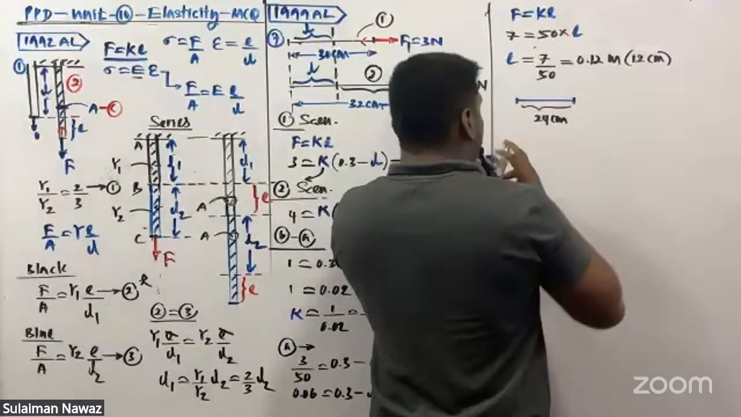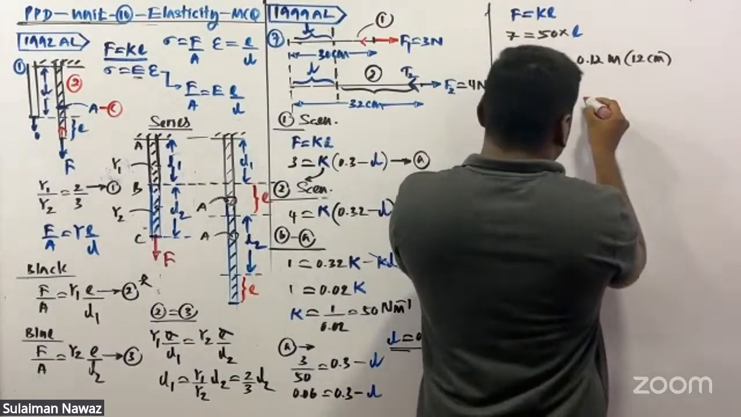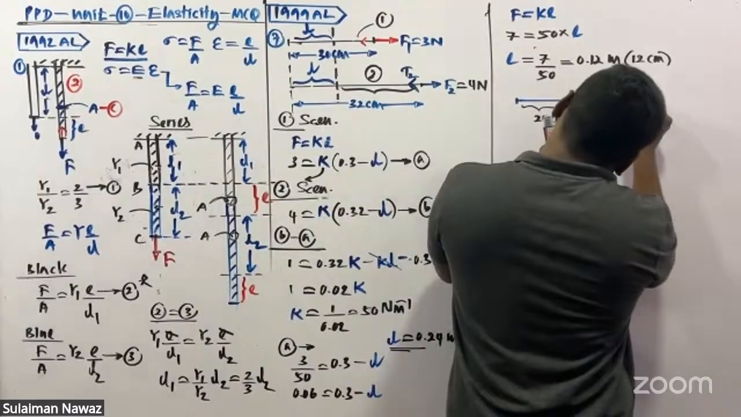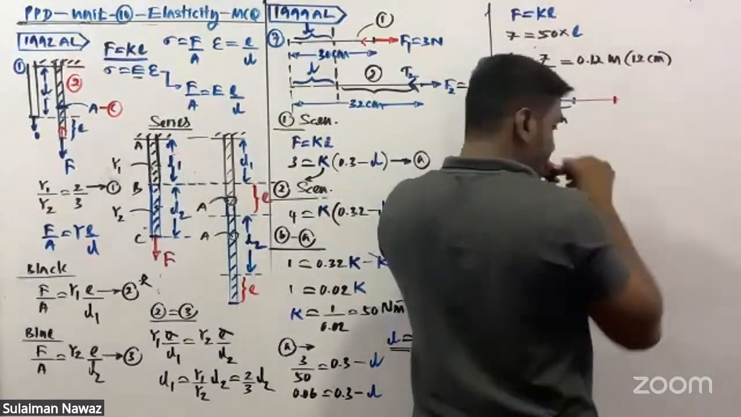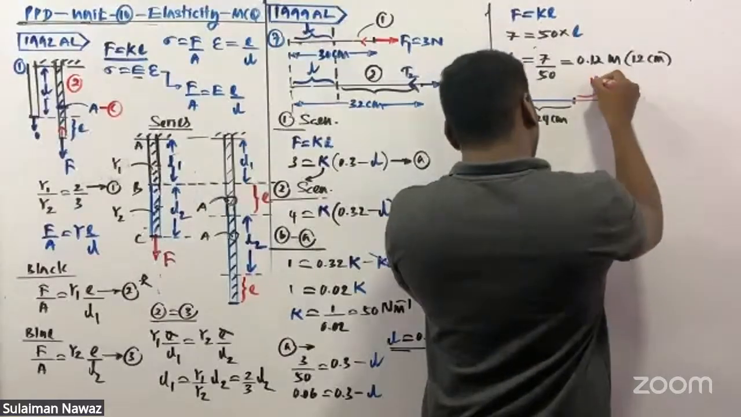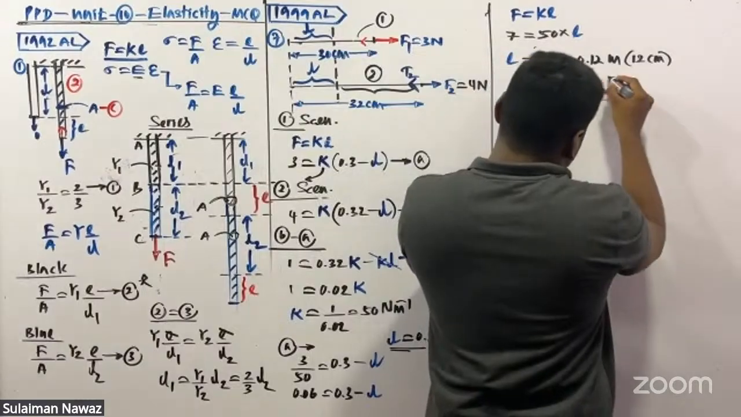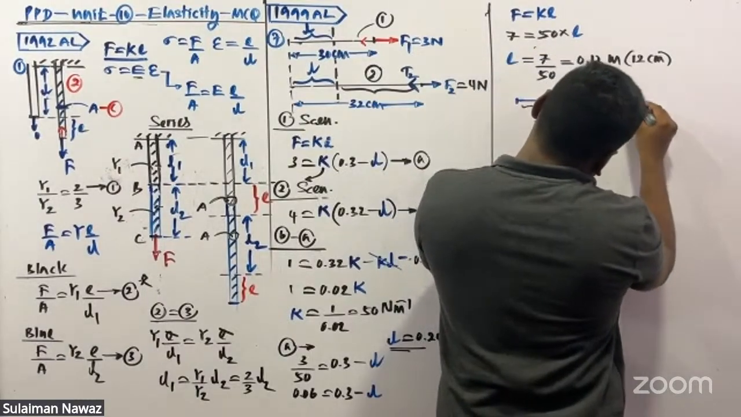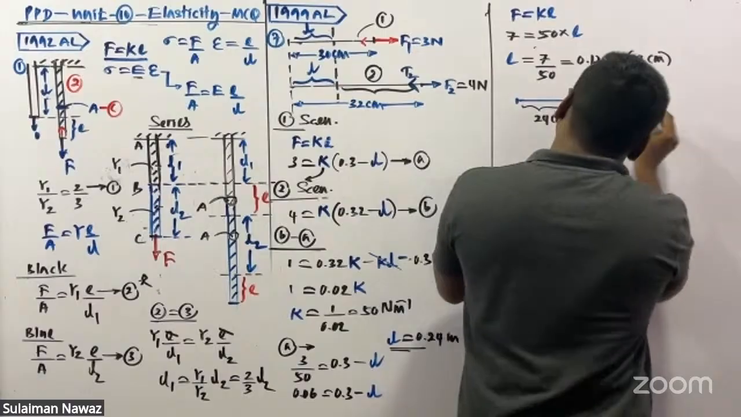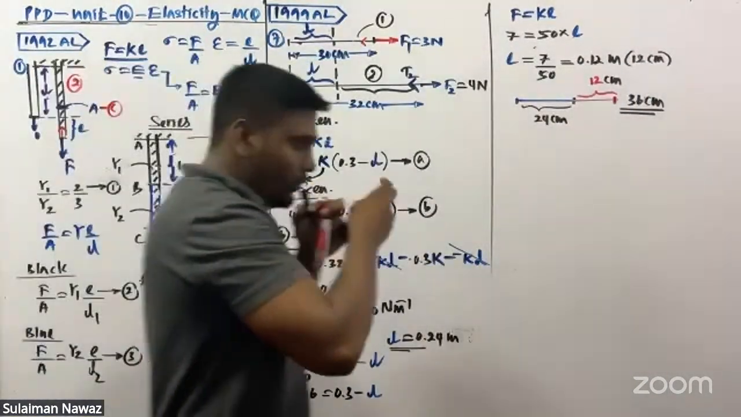And when you apply 7 Newton force, the extension, the increase in length, will be how much? That is going to be 12 centimeter. Then what is the total length of the string? 24 plus 12 means 36 centimeters. Answer is 36 centimeters. Right. I think from these two questions also you got a good understanding.